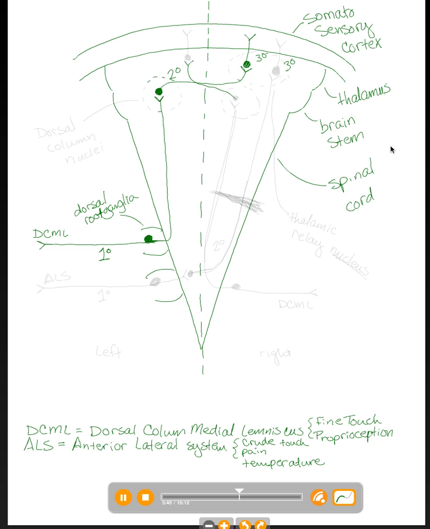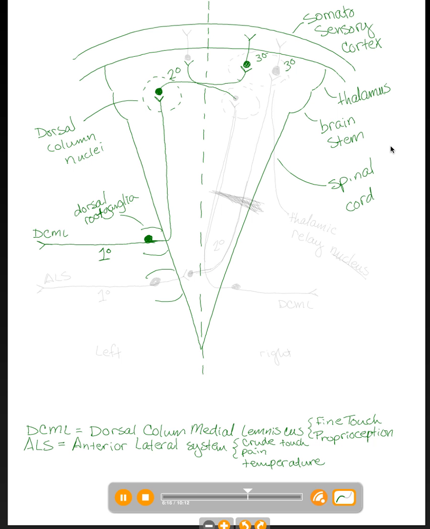Now an important thing to know is this area here is called the dorsal column nuclei. A nuclei is a grouping of cell bodies in the central nervous system, so inside the spinal cord and brain. And it's the grouping of cell bodies for the DCML pathway, which is why it says dorsal column. Okay, so this is your first system.